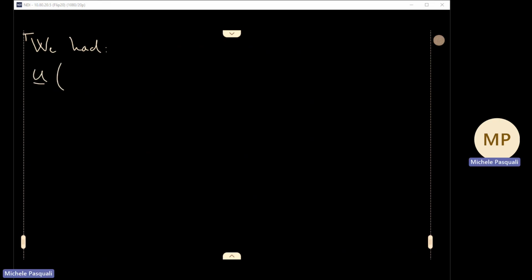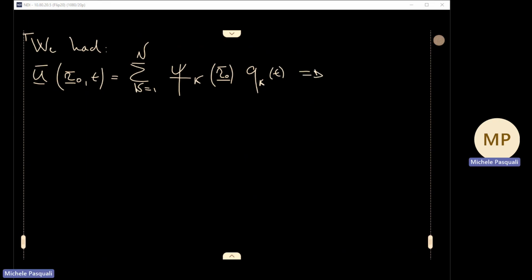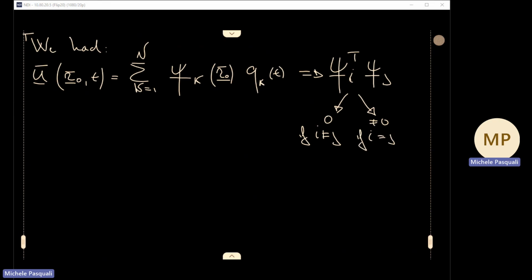that, if you remember, our vector of the displacement induced by deformation could be written as, then we have ck r0 over bar, and then we have qk of time, and therefore we had the psi scalar, or if you want, transposed and then applied over psi j is either 0 if i is different from j, or different from 0, 1 if it's orthonormal, you can normalize whatever these quantities, if i is the same as j, okay?